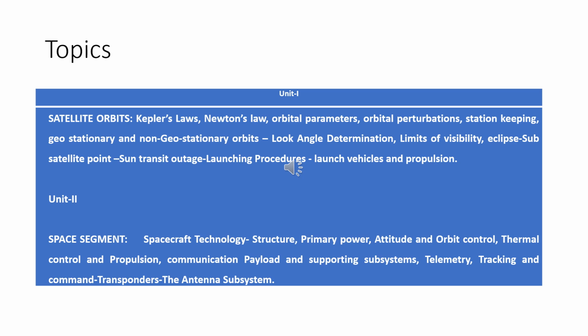In Unit 2, we will learn about the space segment, various spacecraft technology, its structure, primary power, attitude and orbital control, thermal control and propulsion, communication payload and supporting subsystem, telemetry, tracking and command, transponders, and the antenna systems.